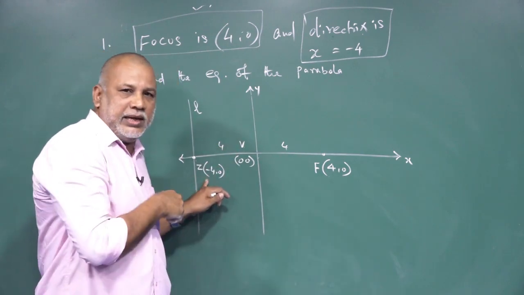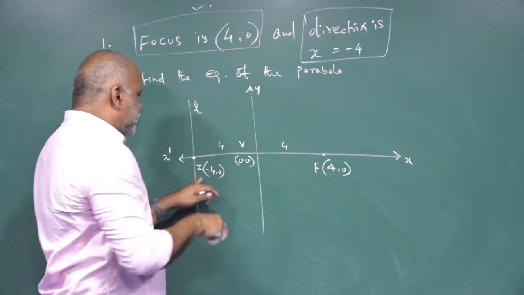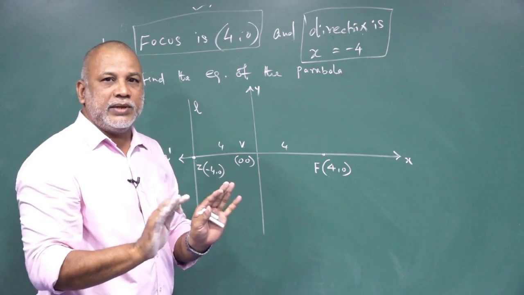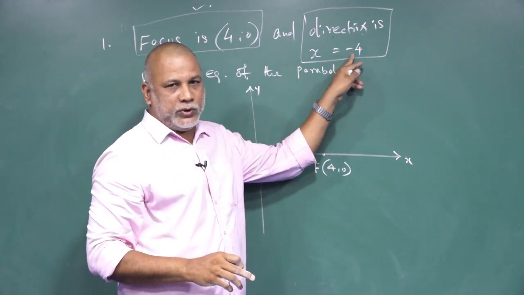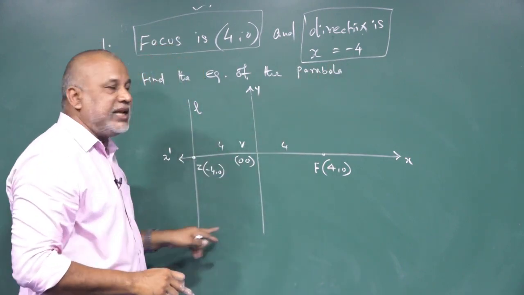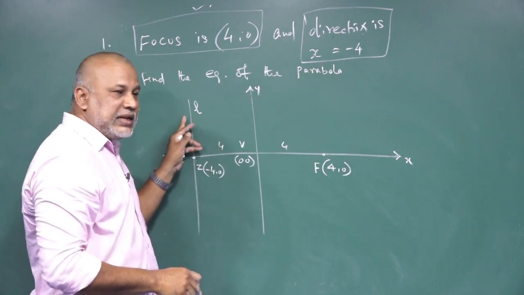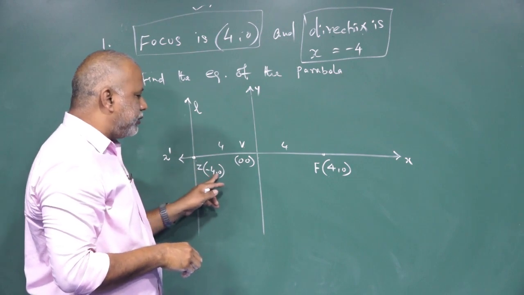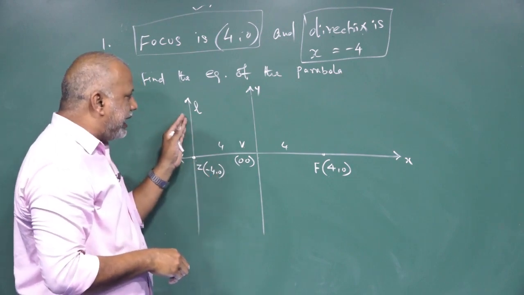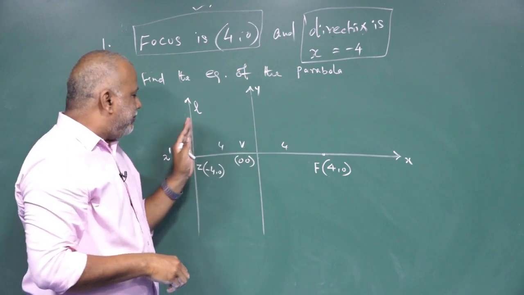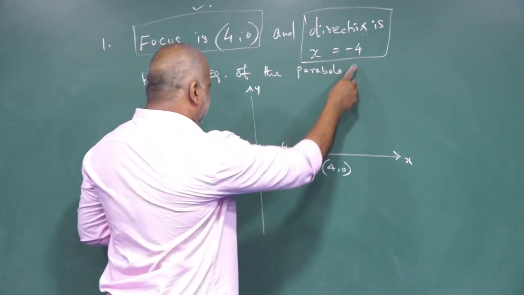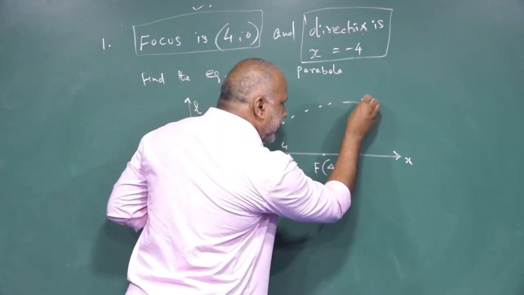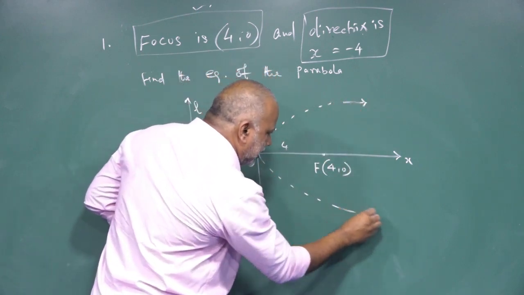But point-wise, it lies on the x-axis. Here (minus 4, 0) is not directly given, but you have to understand x equal to minus 4. This is the equation of a line, so the directrix must pass through the point (minus 4, 0) only. This line is parallel to the y-axis. Now you can draw the required parabola like this.